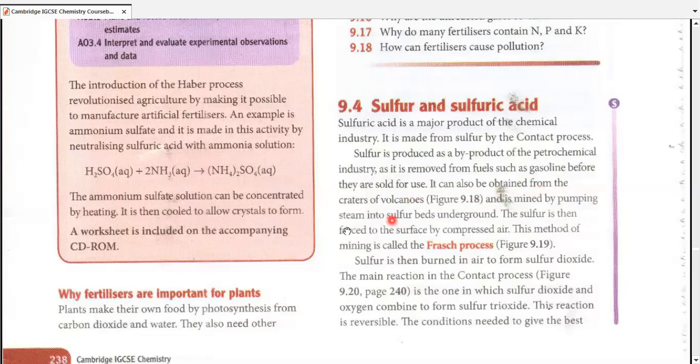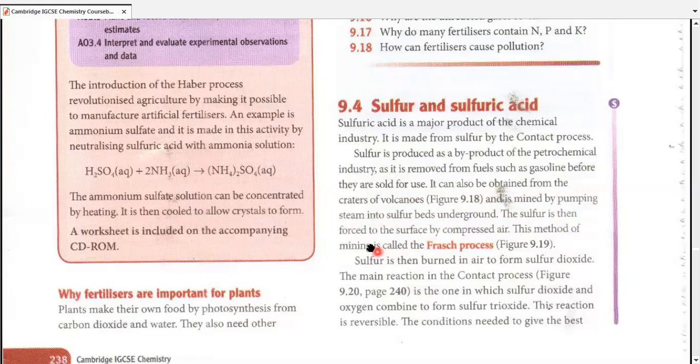It is also obtained from the craters of volcanoes. Volcanic eruption contains a lot of sulfur. That's why most of the volcanic eruption is acidic. Okay? It's also mined by pumping steam into sulfur beds underground. Sulfur is also present in the form of sulfur beds underground, in between the rocks. And what do we do? We pump steam into those rocks underground, and we get sulfur out of it.